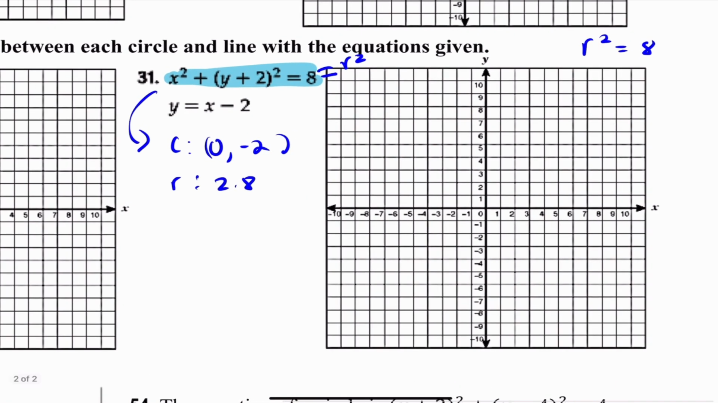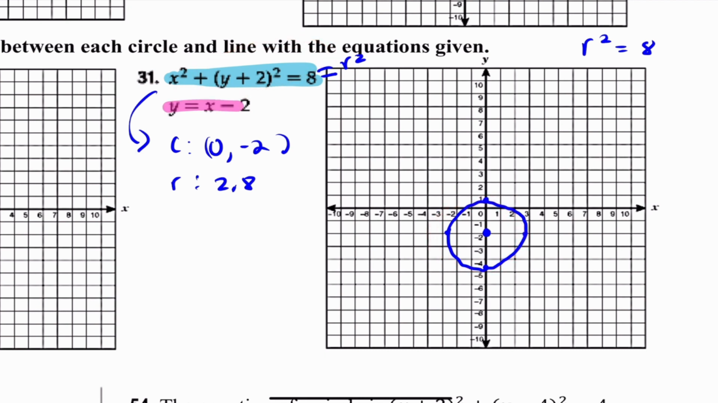So let's graph the center. 0 comma negative 2 is right here, and I'm going to go up 2.8. So 1, 2, that's 2.8. Then that's 2.8, and that's 2.8. And then here's my circle. This is the equation in blue.